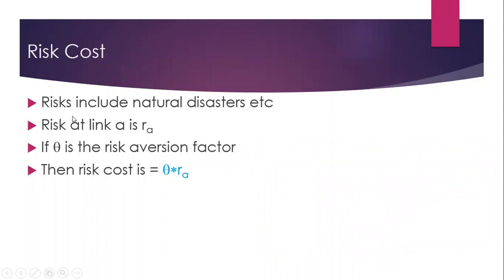Then there is something known as risk costs. Risk includes natural disasters, and risk at link A is represented by RA, and theta is the risk aversion factor, then the risk cost is theta multiplied by RA.